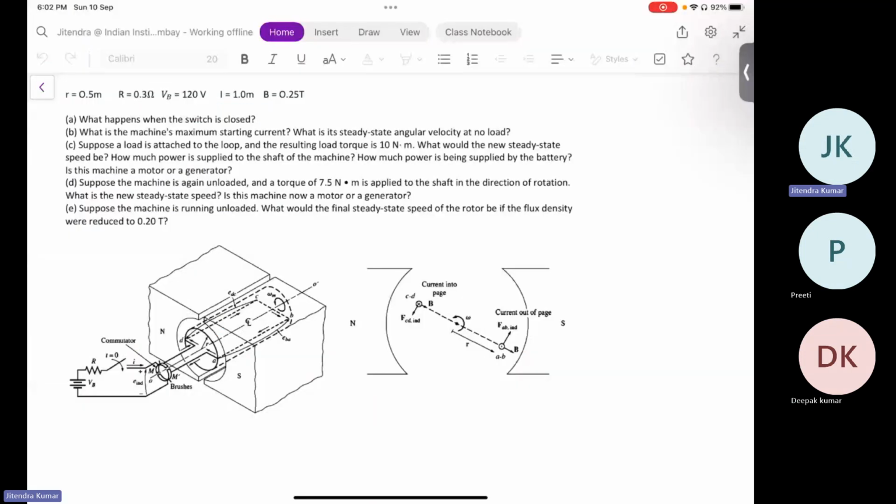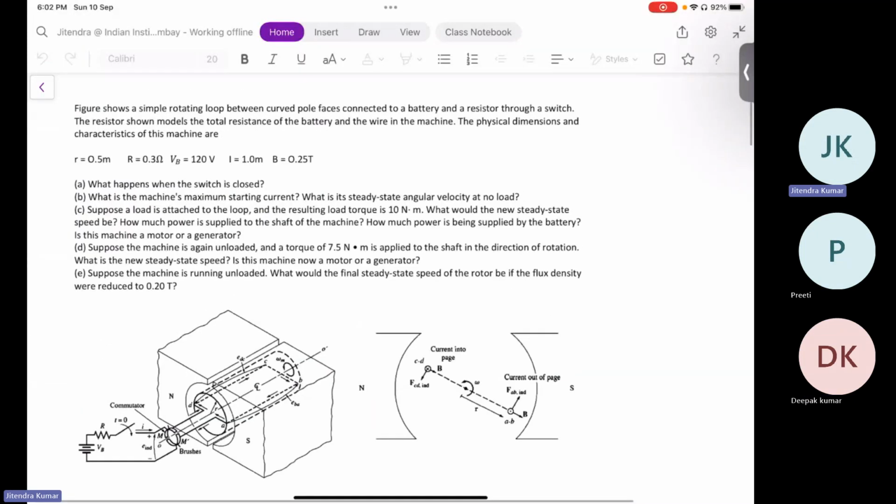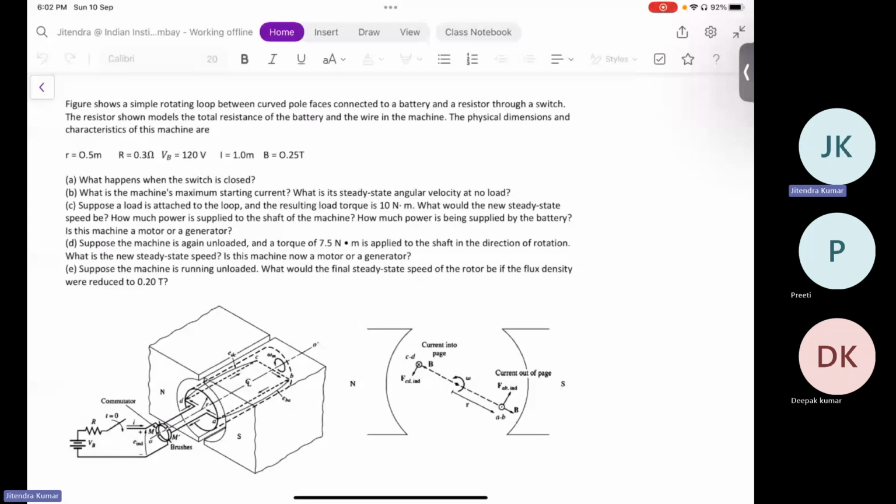Okay, so this is the problem here. On the screen, a DC machine is connected with a supply. First read the problem very carefully. This seems to be a very long problem, but we will break it into parts, so we will be able to solve it very conveniently. I hope you are able to see my screen, right?